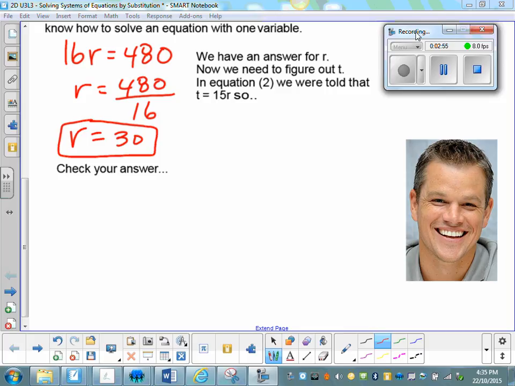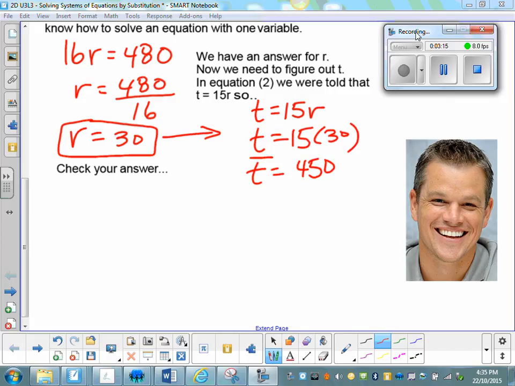Now I just need to sub that into one of the equations up above to find the solution for the other variable. So I'm going to use the easiest equation up above, which is t equals 15r. And I'm going to plug the 30 in where the r is. And I get an answer of t equals 450.